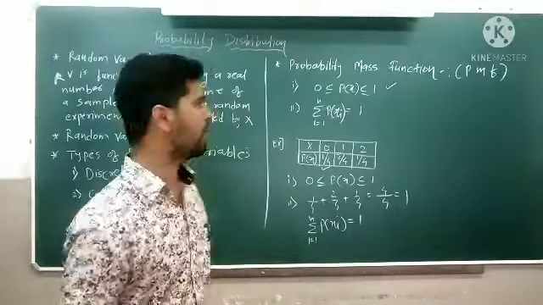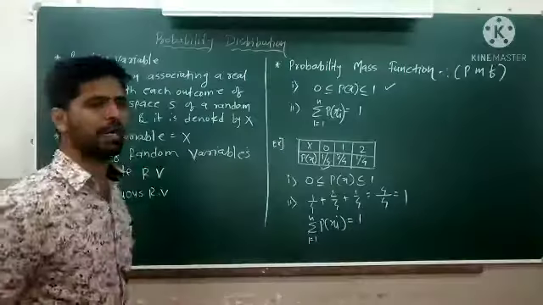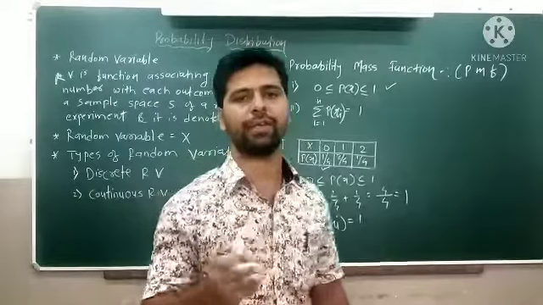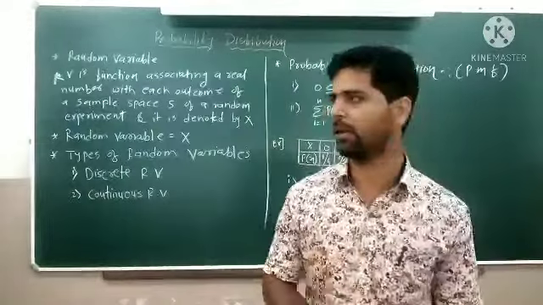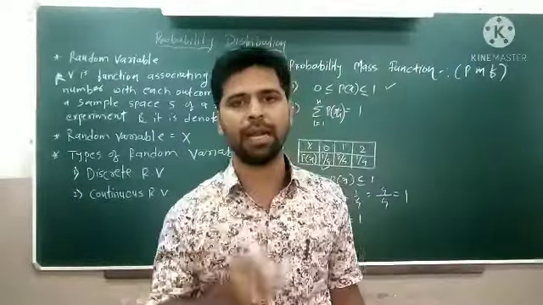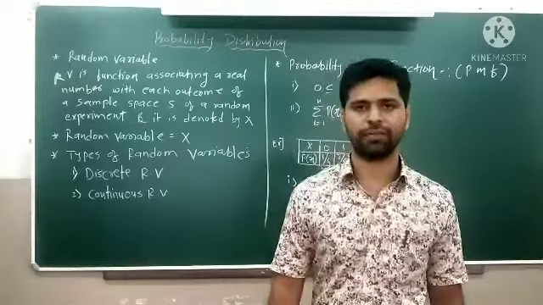then we can conclude the given function is a probability mass function. Okay, and your first point was random variable. Random variable we have seen the definition, as well as two types of random variable, discrete random variable and continuous random variable.